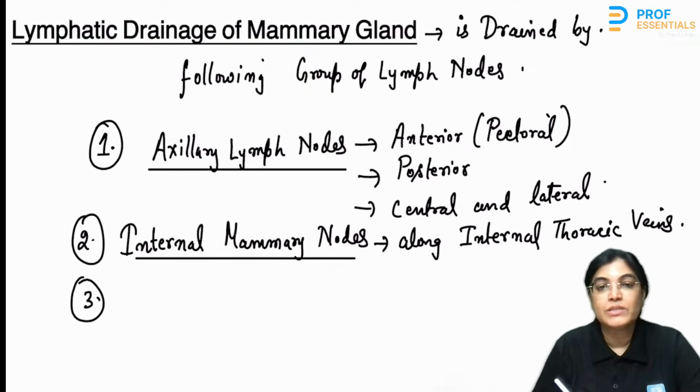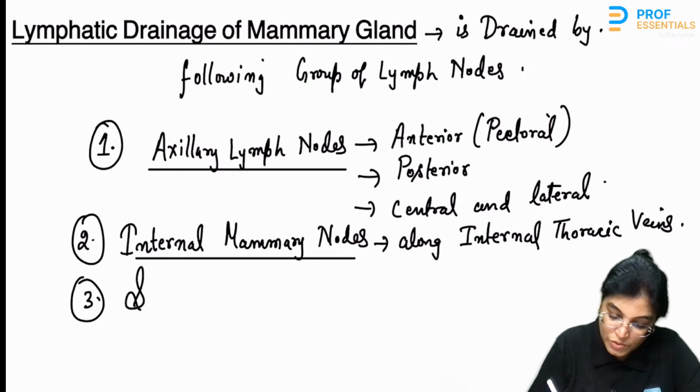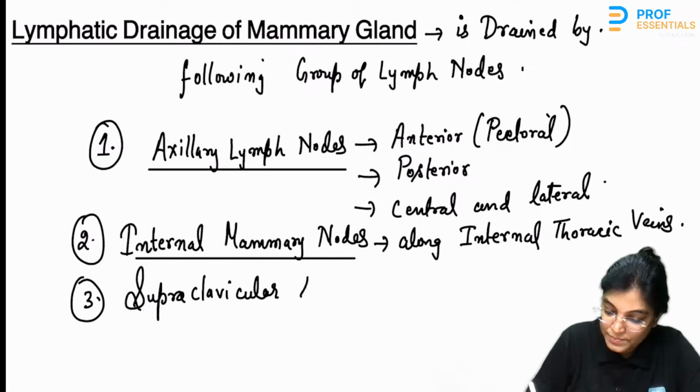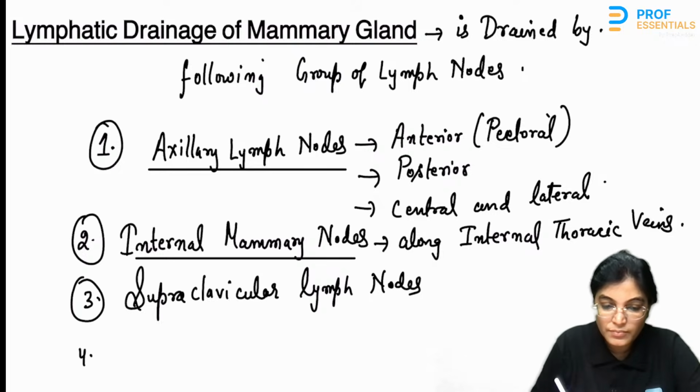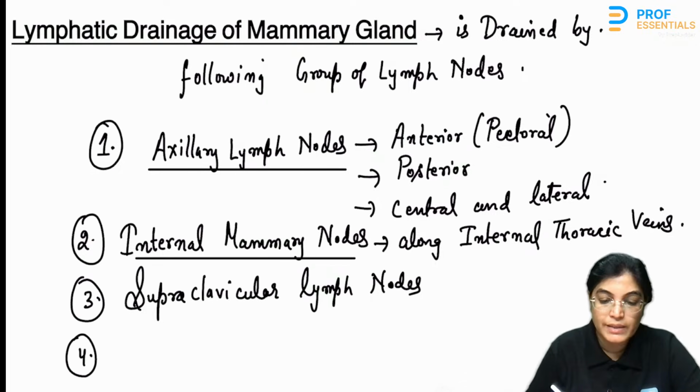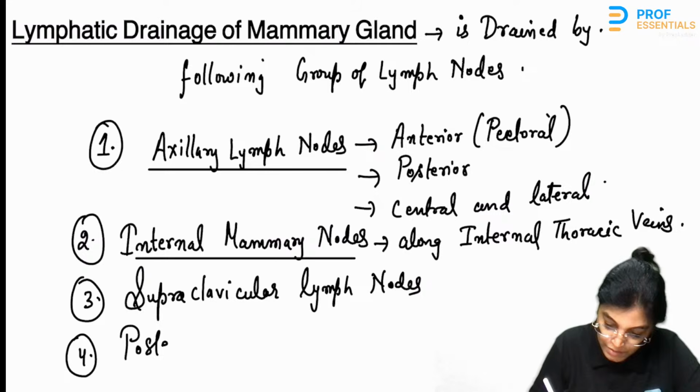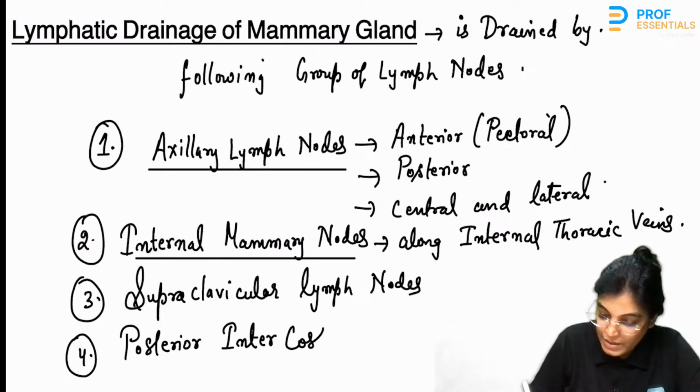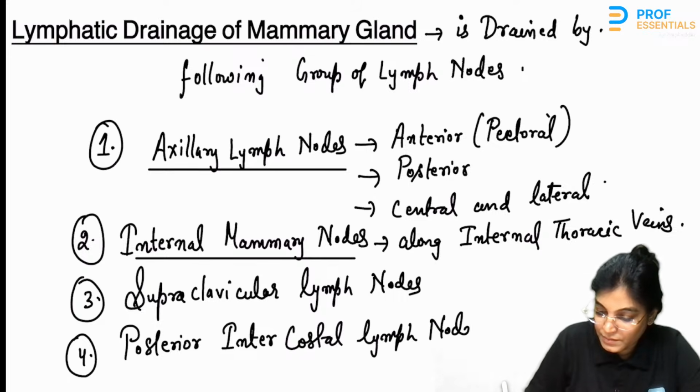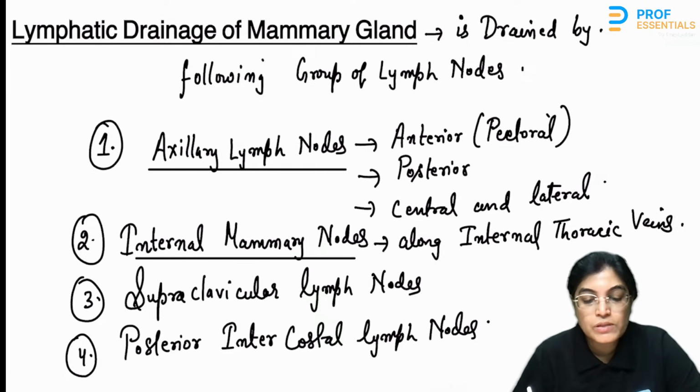Supraclavicular lymph nodes, which are located above the clavicle. Also the posterior intercostal lymph nodes. If I talk about posterior intercostal lymph nodes, they are actually located in the intercostal spaces.